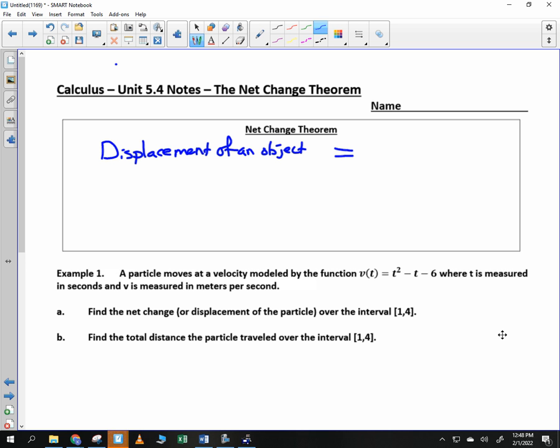And you might wonder, well, why am I talking about displacement? There I was just talking about the total accumulation of oil. It's the same thing. Whether you're talking about gallons or whether you're talking about miles, it's the accumulation of everything. So total displacement of an object is the integral from the start to the end of the velocity function.